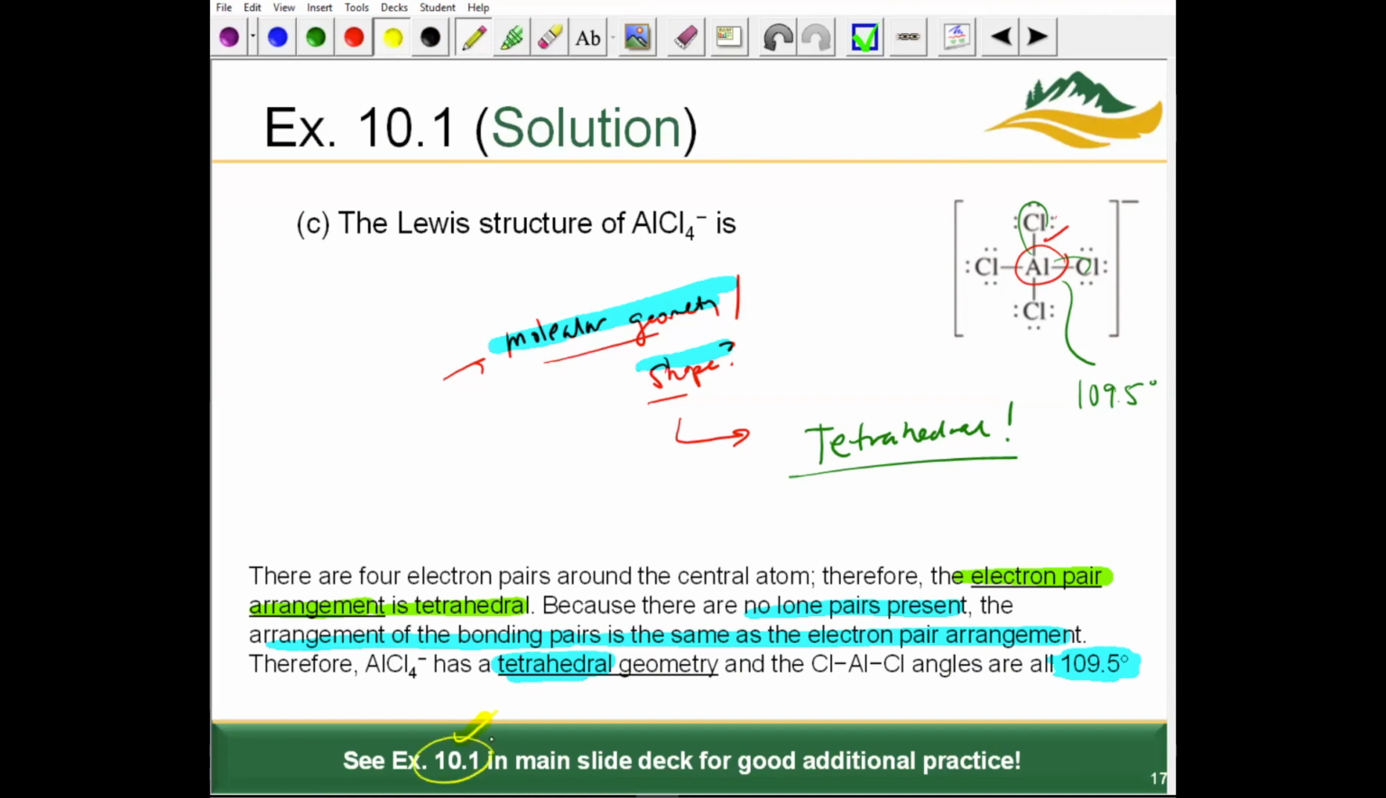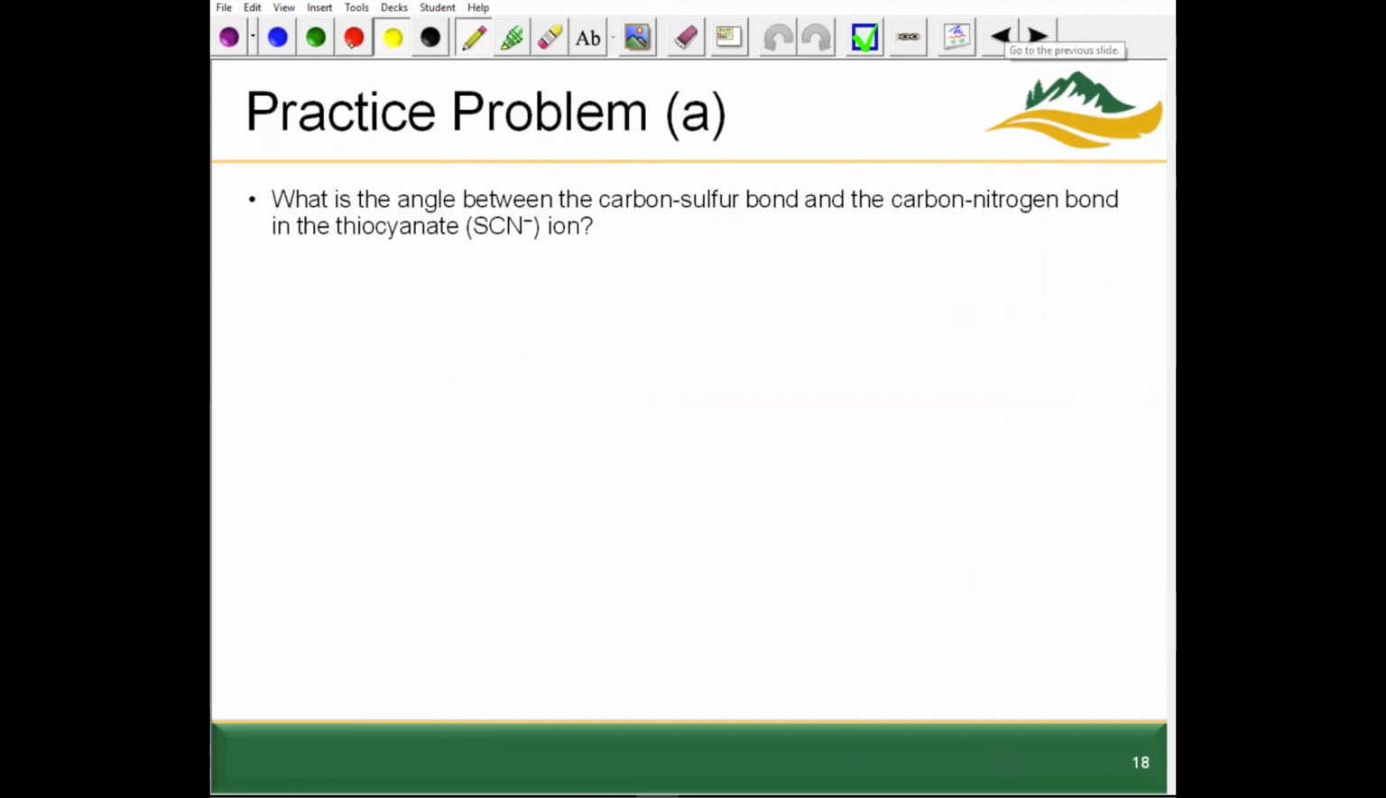for more practice. Let's do another practice problem together here, and let's look at this ion. We're going to predict what is the angle between the carbon-sulfur bond and the carbon-nitrogen bond in this thiocyanate ion, or SCN-. The very first step is always drawing the Lewis dot structure.